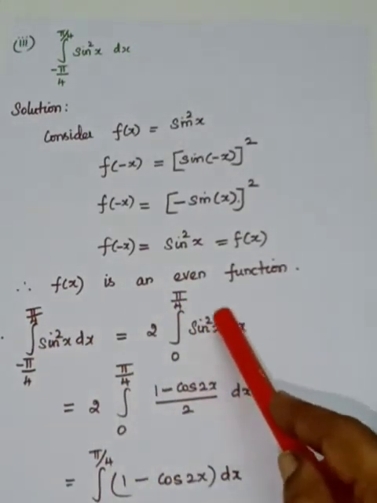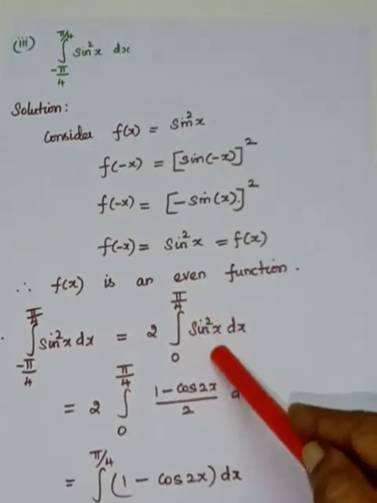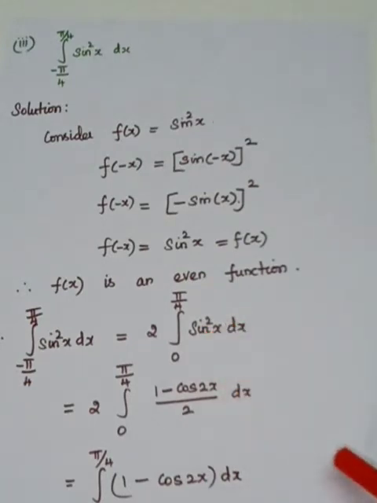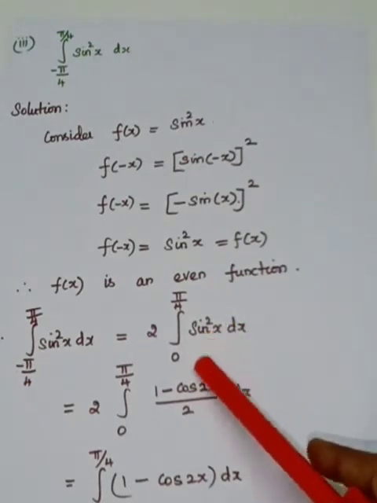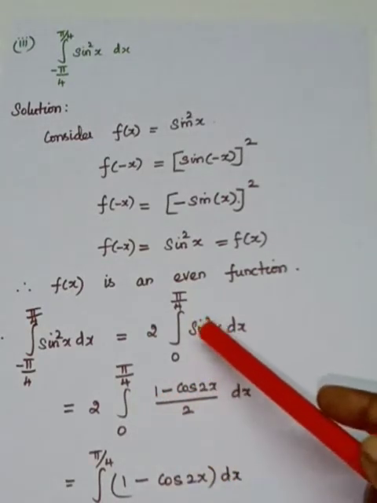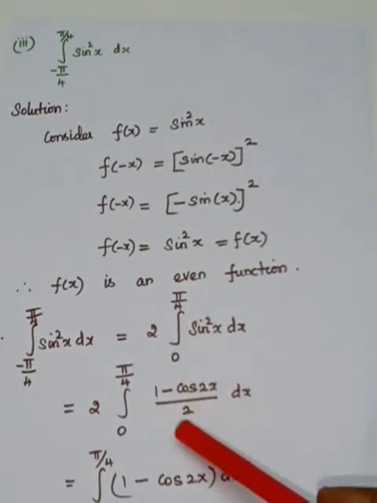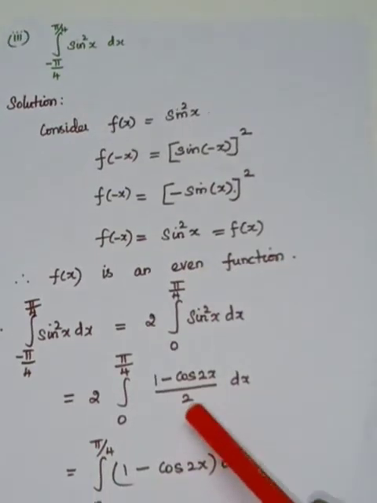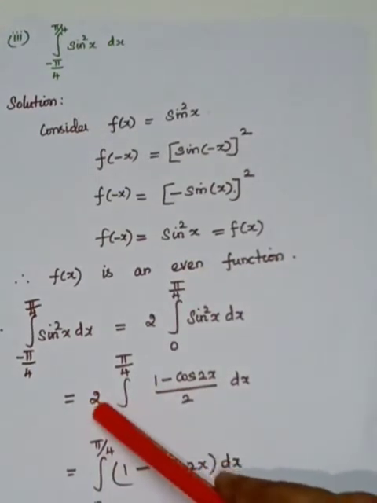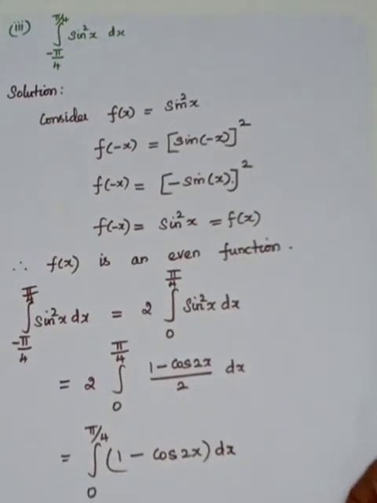So you have to integrate this. It is sine squared x, so it has to be written as a multiple angle. You know the trigonometry identity: sine squared x is 1 minus cos 2x by 2. We are substituting sine squared x as 1 minus cos 2x by 2 into dx. See, the denominator 2 and this 2 get cancelled. So you will have integral 0 to pi by 4 of 1 minus cos 2x into dx.